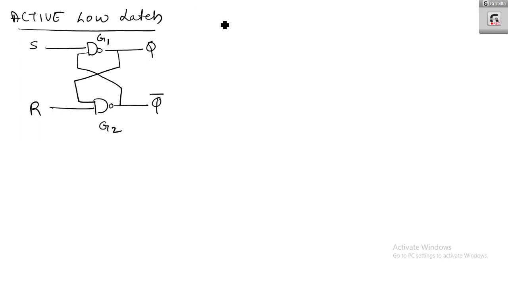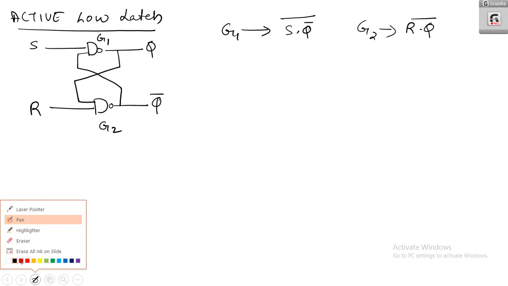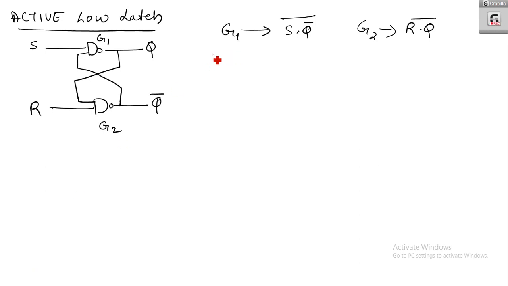So here what is the output of gate 1? Here I am having NAND gates. Output of gate 1 is S dot Q bar, the whole bar. And what is the output of gate 2? Output of gate 2 is R dot Q, the whole bar. Okay. Now I am going for the 4 cases. Come to the case 1. First case, that is S is equal to 0 and R is equal to 0. When S is equal to 0 and R is equal to 0, what is the output of gate 1?